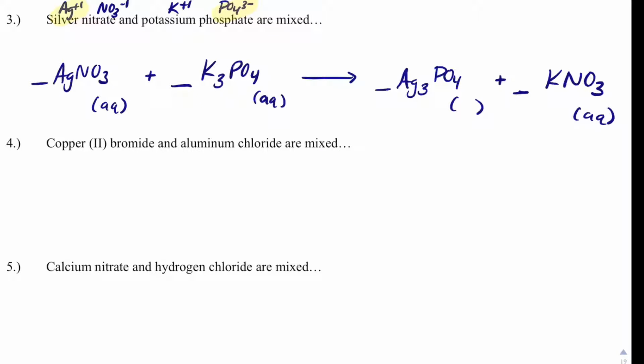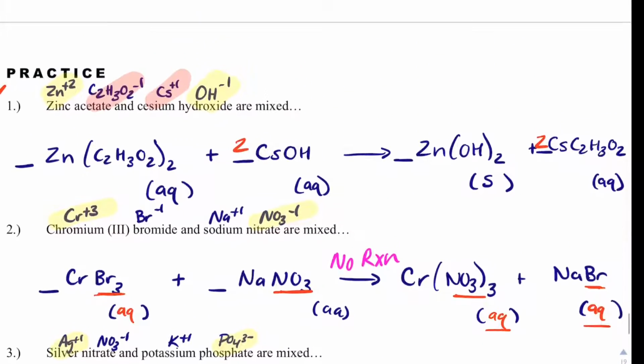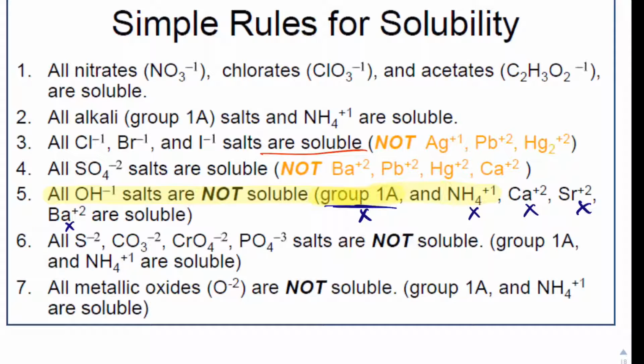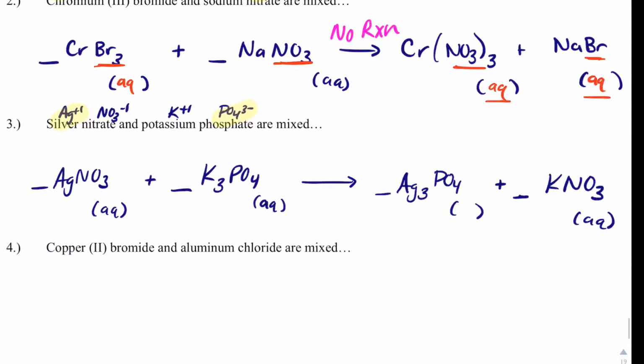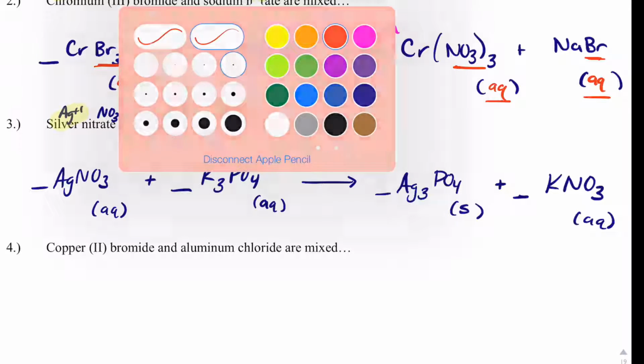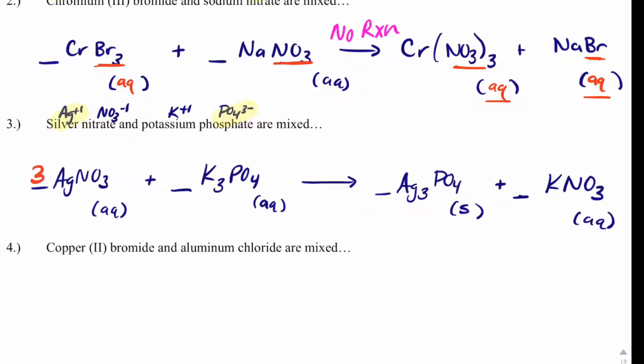So I need to look at the rules probably for phosphate. My guess is phosphate has its own set of rules. And if we look at number 6, phosphates are going to be not soluble, meaning that they'll be solid, unless it's with group 1A, which silver is not, or ammonium, and silver is not ammonium. So we can go ahead and make this a solid. And so this reaction does occur. And to top this off, I can just balance it as such. And okay, that one looks good.